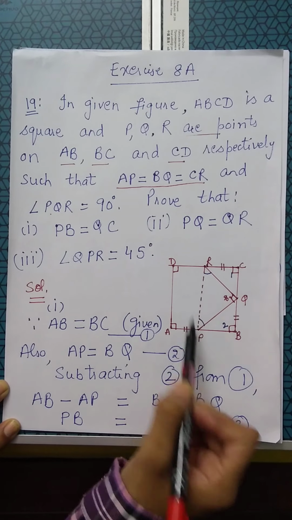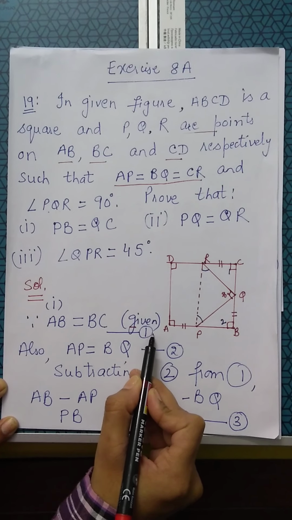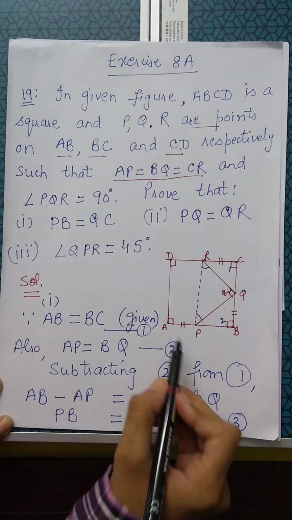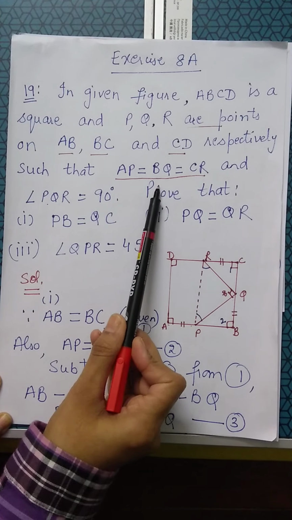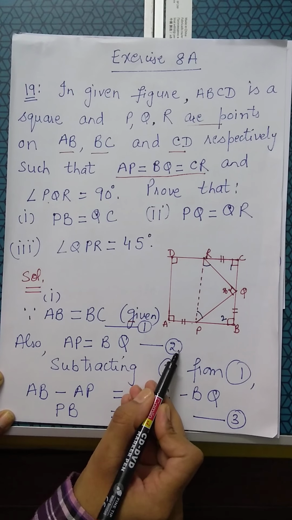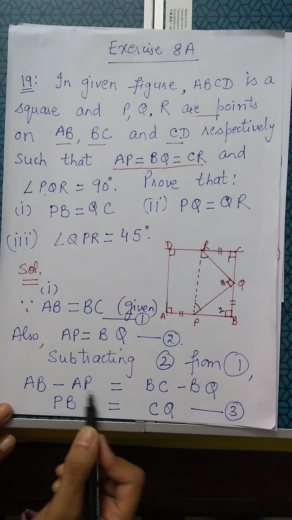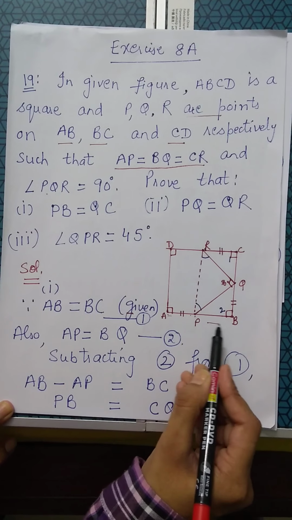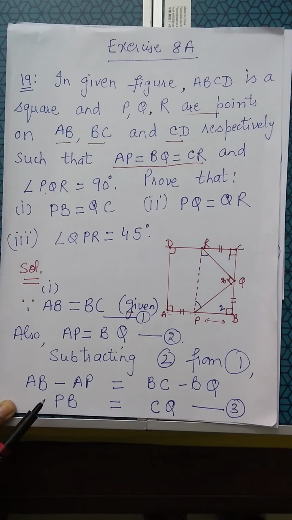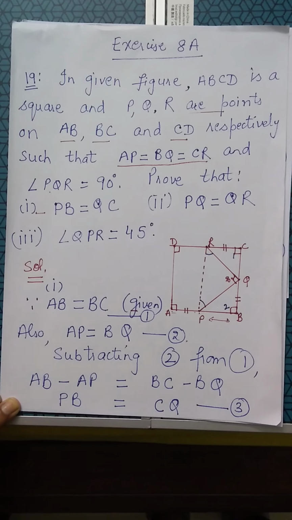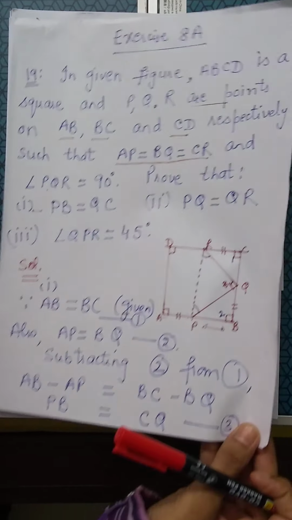Now because ABCD is a square, we know that AB is equal to BC. This is given. I will name it as equation number 1. Also, AP is equal to BQ. This is given in the statement. I will name it as equation number 2 and subtract 2 from 1. That is, AB minus AP will give PB. Similarly, BC minus BQ will become CQ. So we proved the first part, that PB is equal to CQ. I named it as equation number 3.